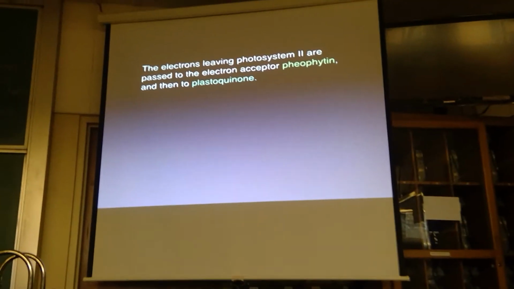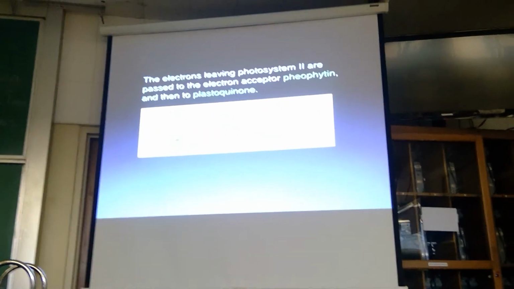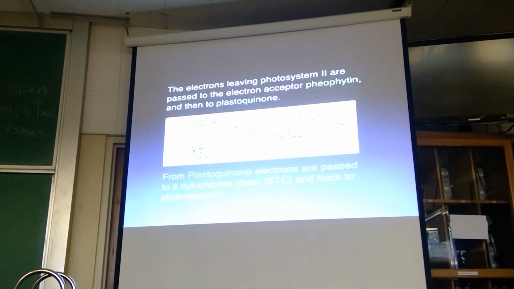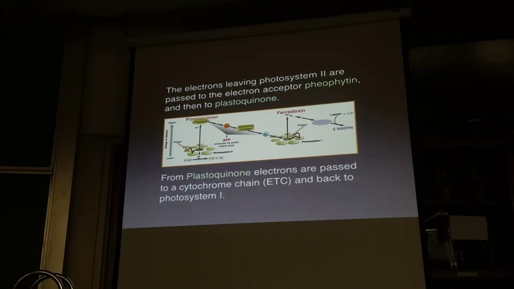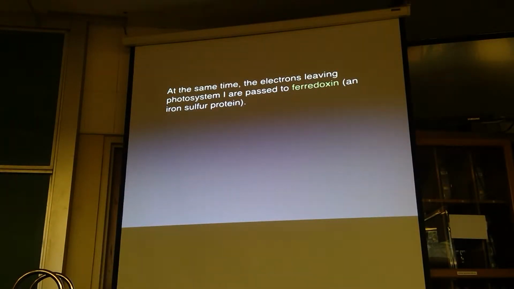acceptor, phytin, and then to plastoquinone. You really need to know plastoquinone. From plastoquinone, they go down a cytochrome chain or an electron transport chain and back to photosystem 1. The electrons that leave photosystem 1 are passed to ferredoxin.